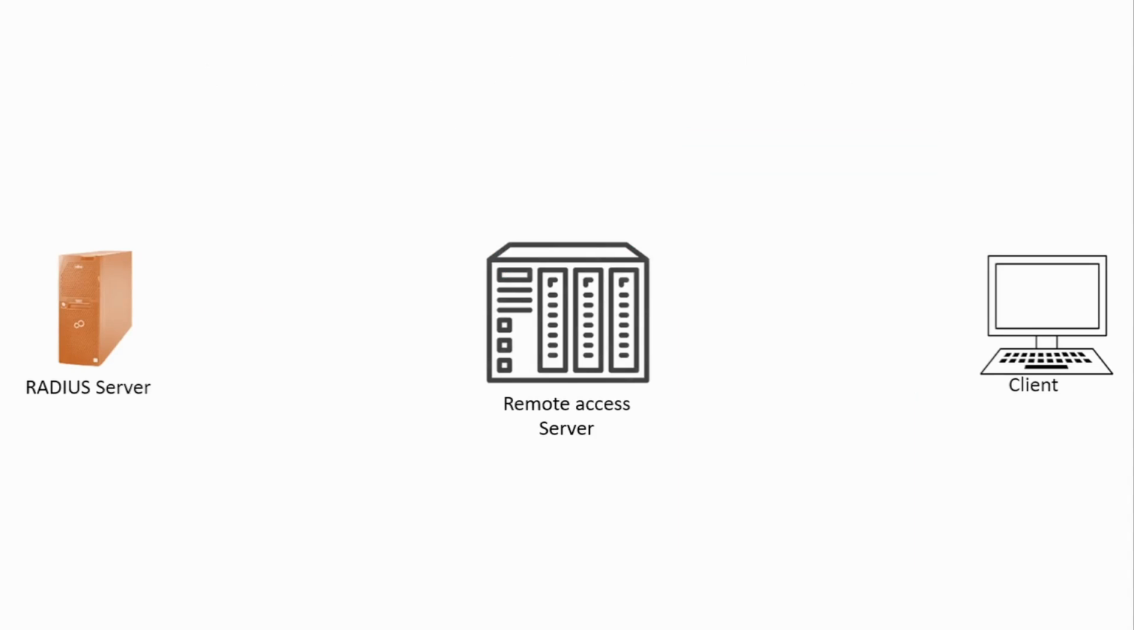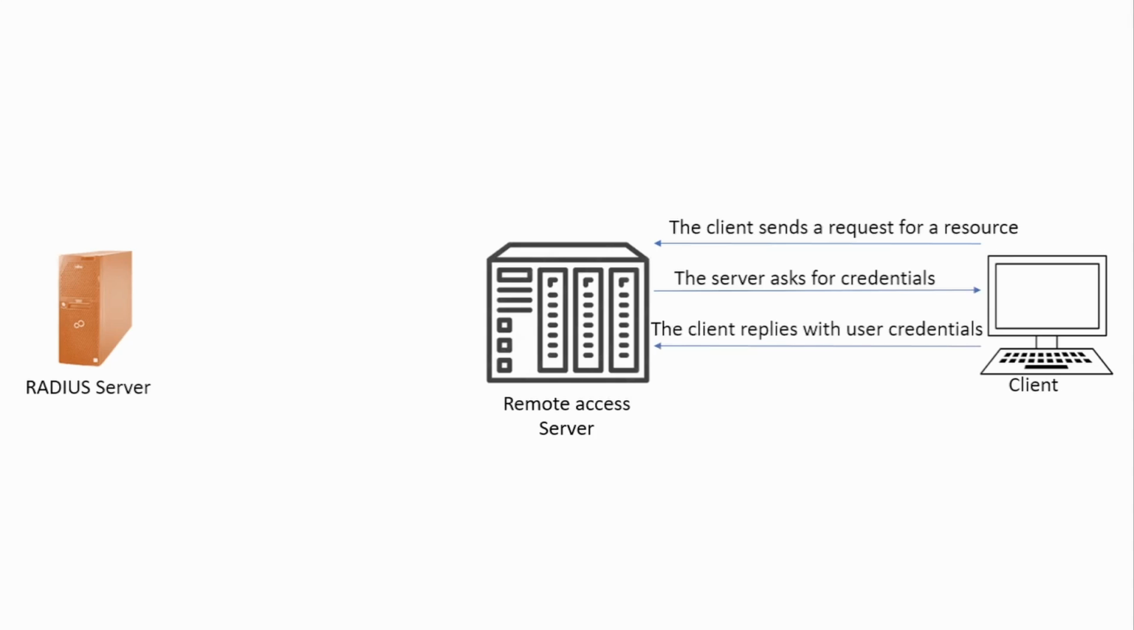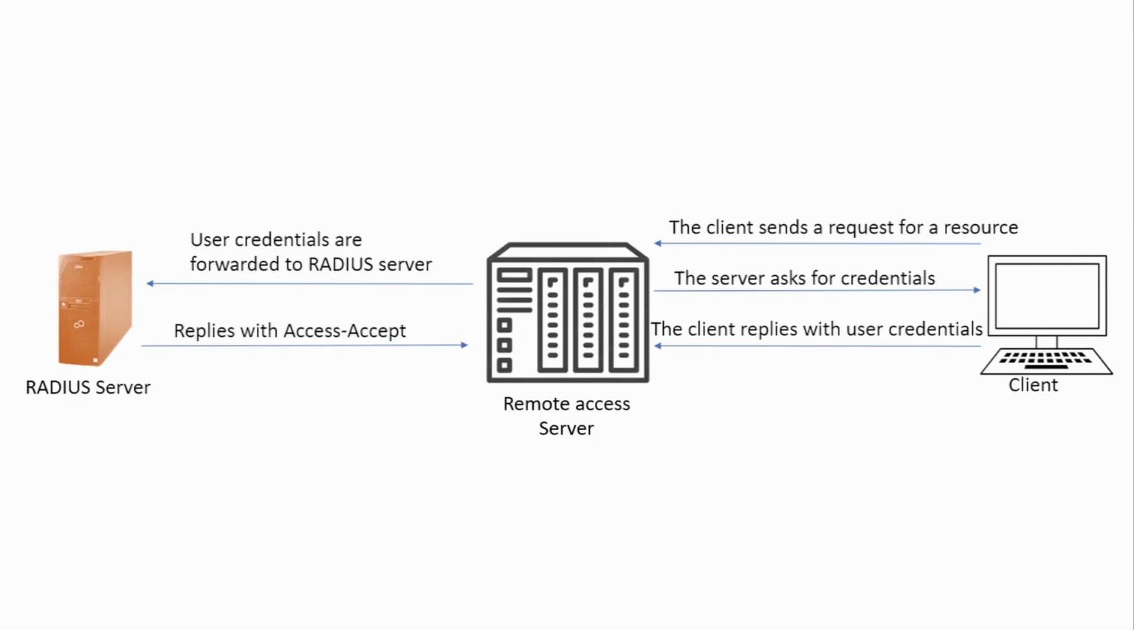And to see how this works, here we have a client that sends a request for some type of resource, and then the server asks the users for credentials like a username and password. When the user replies with the credentials, the server will send the user's credentials to the RADIUS server to verify them. If the credentials are correct and the user is authorized to access those resources, the RADIUS server replies with an access accept message. Then the server allows the client to access the requested resource.